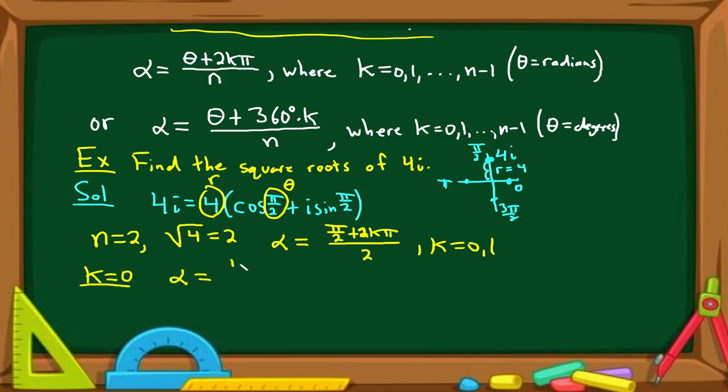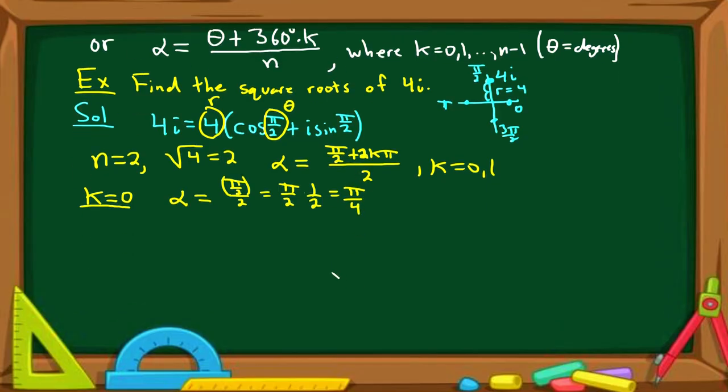So we'll just get pi over 2 over 2, which is really pi over 2 times 1/2, which is really pi over 4. And when k is equal to 1, we get alpha equals pi over 2 plus, k is 1, so you just get 2 pi, and all of that is divided by 2. So this is pi over 2, and we're adding 2 pi to it.